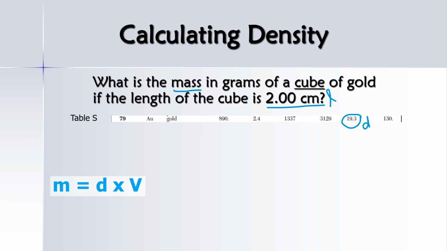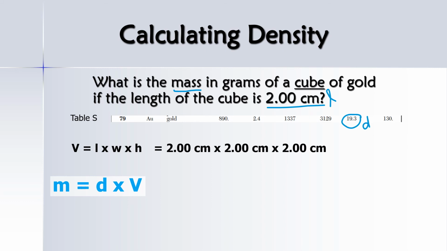Next up, we have to find the volume. Remember, volume is length times width times height. And in the case of a cube, the length, width, and height are all the same. So if they have given us the length, that is exactly how much height and width we have. So we can just go ahead and do 2 centimeters times 2 centimeters times 2 centimeters. That gives us 8 centimeters cubed as our volume. So now we have the density and we have the volume.